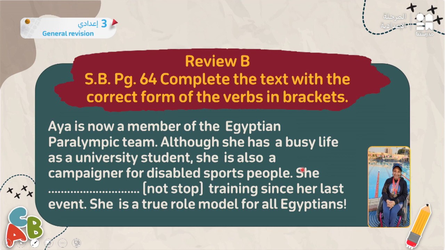فهنا هتبقى present perfect. She takes has و stop is a regular verb. So I just add ed to it. وعايزة هنا النيجاتيف يبقى she hasn't stopped or she has not stopped. She is a true role model for all Egyptians. Role model يعني قدوة لكل المصريين.